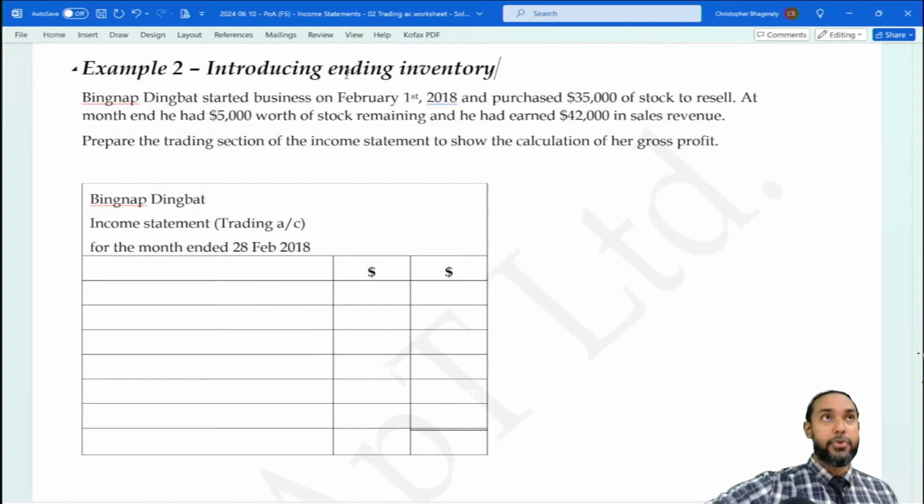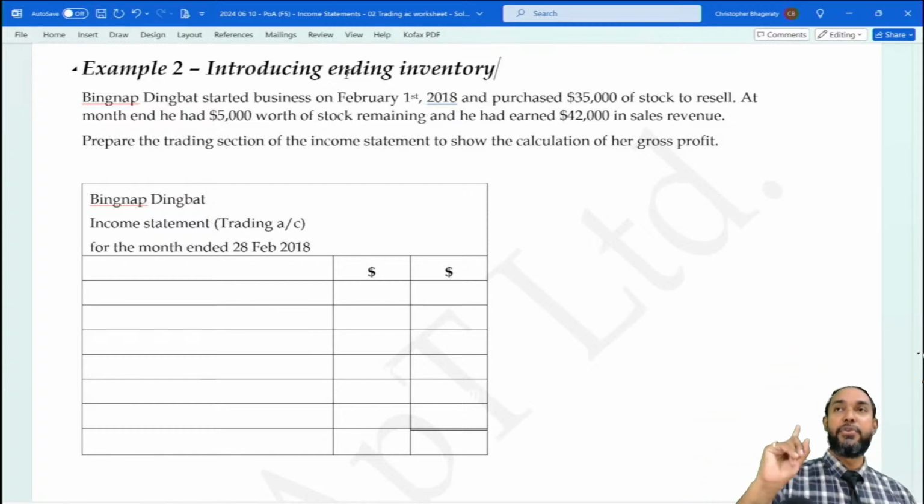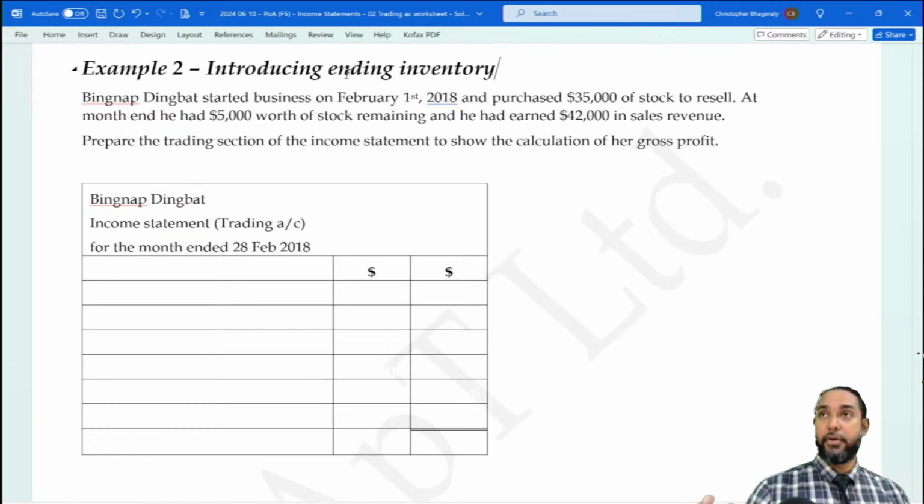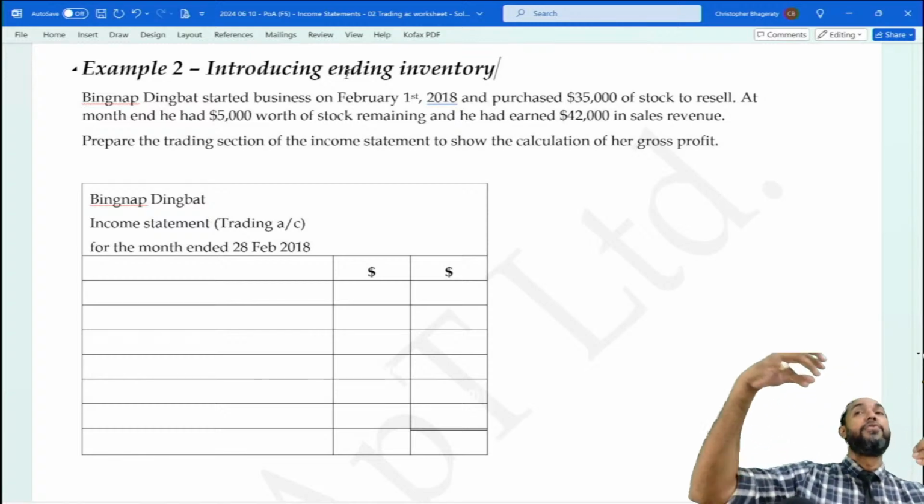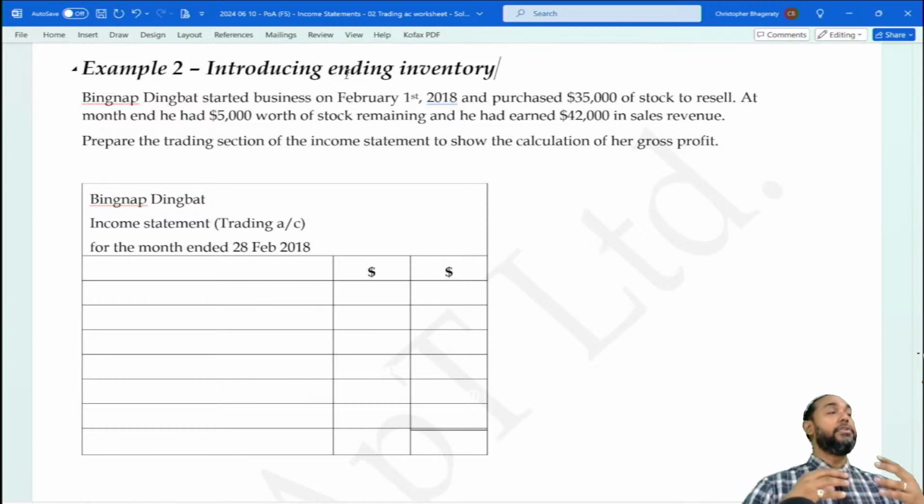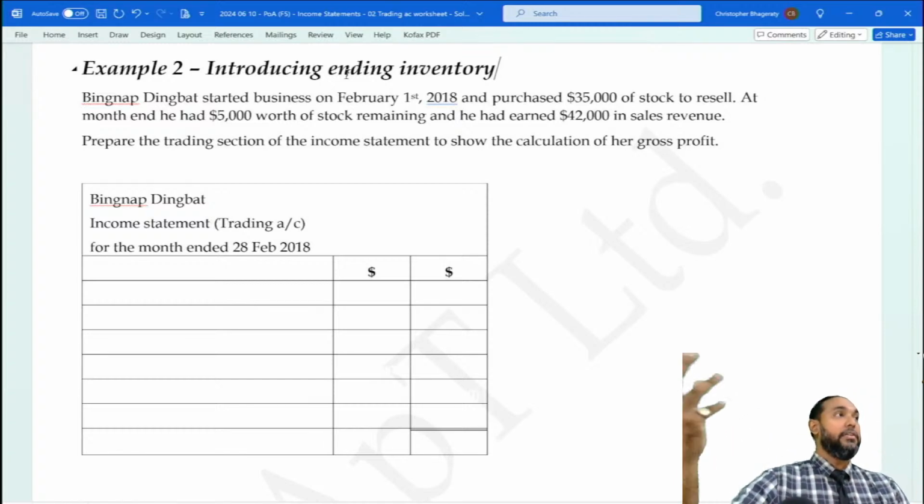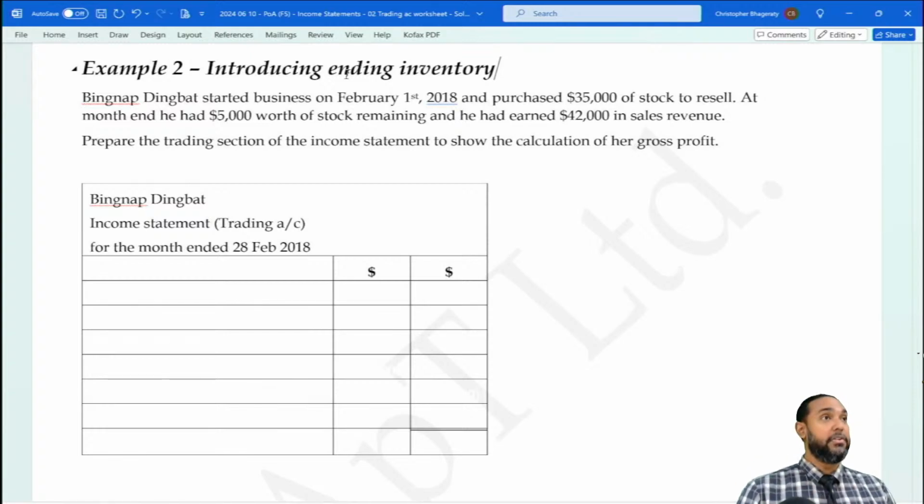Very good. Right, so if I am trying to calculate my profit for a period and I have closing stock or ending inventory, I have to actually remove that value from the calculation, because if I didn't sell it, I cannot earn any revenue on it or any profit on it. So therefore, it should not be included in the cost of goods sold. So let me show you.